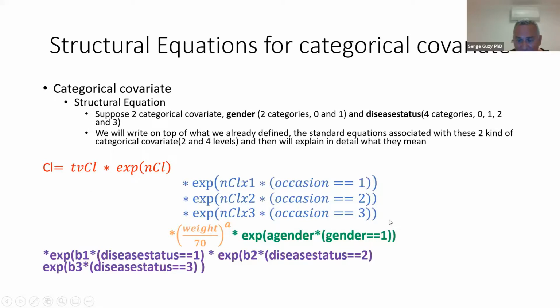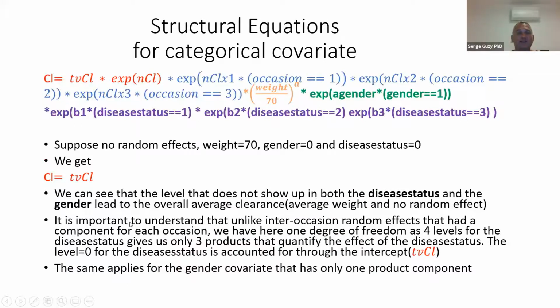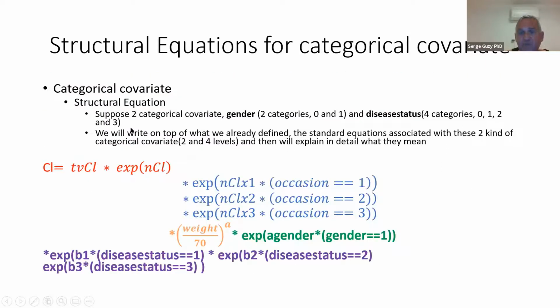And when you write this equation, which is basically what I explained to you: suppose no random effect, weight 70, gender equals 0, disease status equals 0. I explained now what happened with the disease status. I explained to you basically the green box. Now you can apply exactly the same thing for disease status with 4 levels. But what is more important is that I didn't answer the question that maybe you didn't ask: gender has 2 values, but I see only 1 multiplication. The reason is that I have 1 degree of freedom.